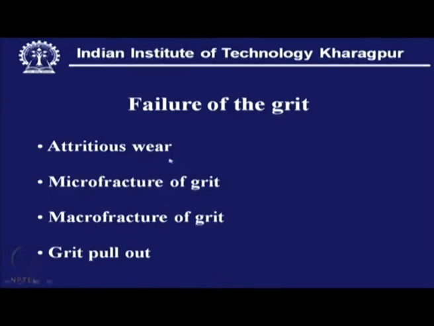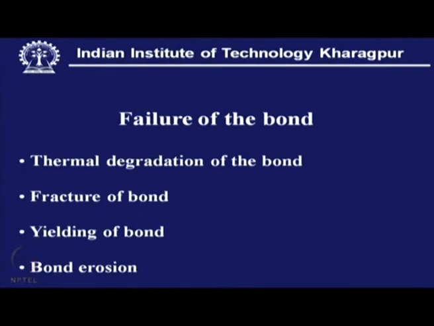So, here we see attritious wear, microfracture, macrofracture of the grit, these are all on the grit, but this is exactly grit pull out. That means, as a whole the grit is removed from the bond, leaving just a socket or a pocket, or it looks like a hole. So, this has to be prevented at any cost. Now, failure of the bond material, in fact, the grit and the bond, they must work like an integral body. Neither of these two should fail.